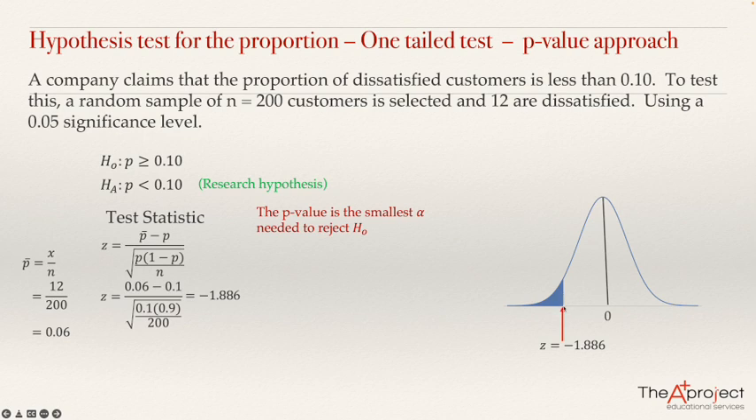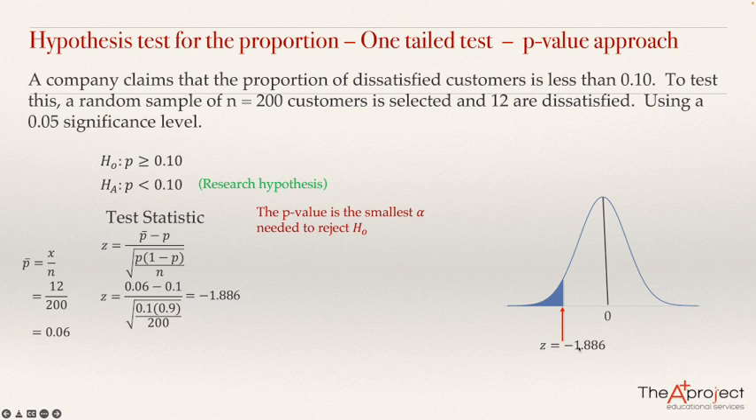So to compute the p-value in a left tail test, because this is a left tail test, anytime that we have an alternative hypothesis with a less than in it, this will be a left tail test. In a left tail test, the p-value will be the area exactly at the left of the z value that we computed. So let's compute this area.